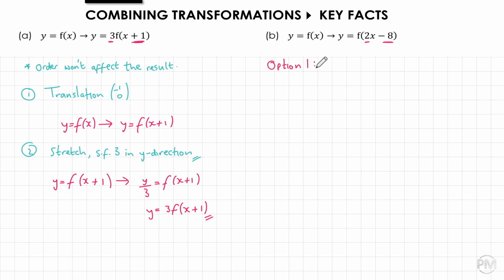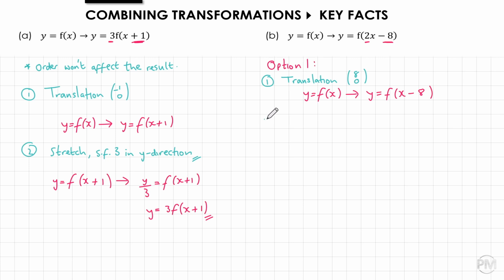Let's start with the translation. We've got minus 8 here, so it makes sense to translate it 8 units in the positive x direction. Let's write down the effect of that transformation. That means we'll replace x by x minus 8.